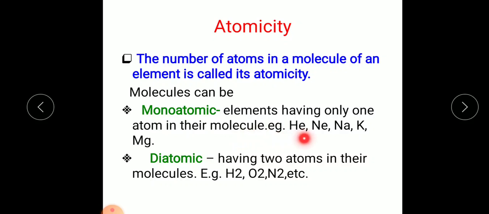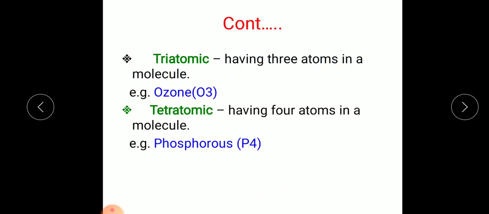Examples: helium, neon, sodium, potassium, and magnesium. All these elements have only one atom in their molecule. Similarly, we have diatomic, elements having two atoms in their molecule. Examples: H2, O2, N2, Cl2, Br2, I2, like that. So diatomic means we have two atoms in a molecule. Monoatomic, single, only one. Diatomic, two.